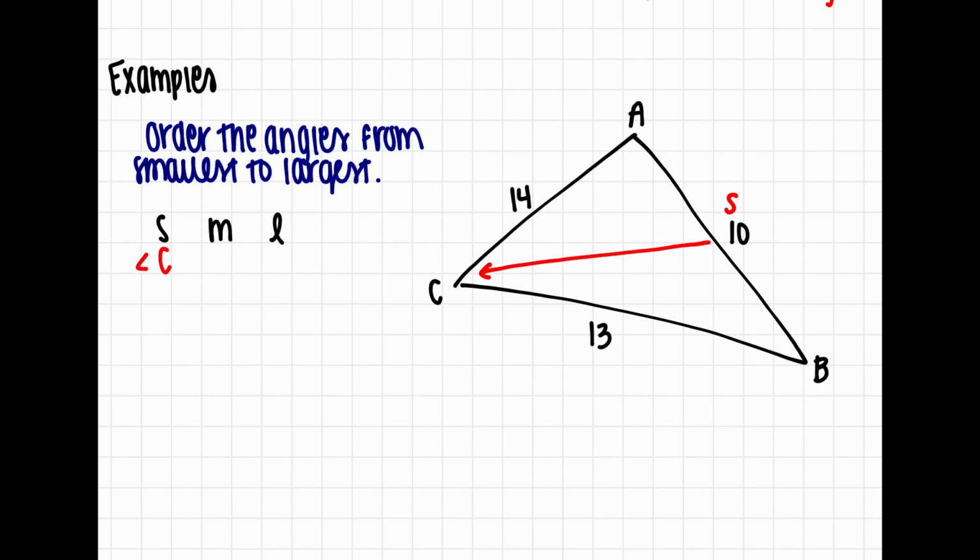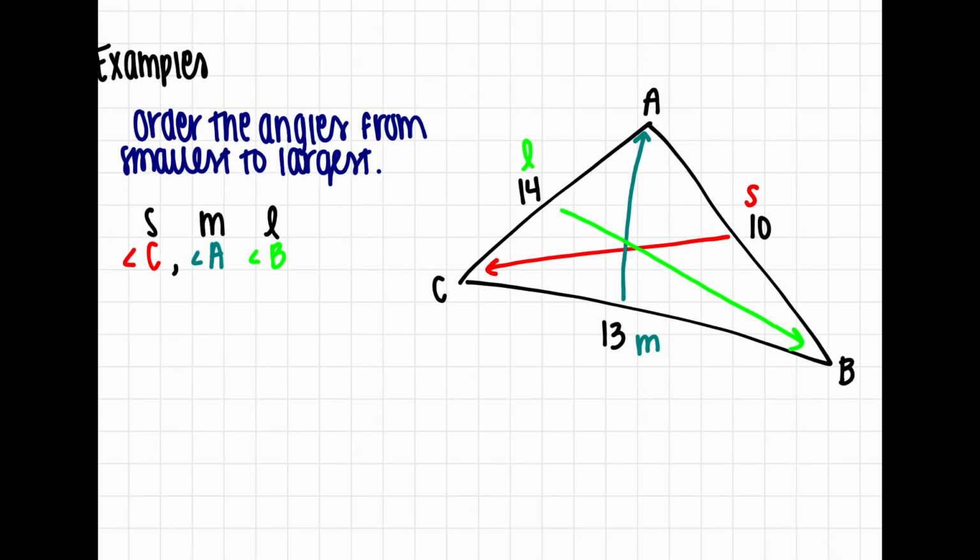Now my middle or medium side is 13, so I'm going to label that with an M. I'm going to draw my arrow across to the angle, and that tells me my middle or medium size angle is angle A. And then I'm finally going to do that with my largest side, which is 14. I'm going to label it with an L, draw the arrow across to its angle, and that tells me my largest angle in this triangle is angle B. So the order of the angles from smallest to largest of this triangle, we go from angle C as the smallest, angle A, and then it ends with angle B as the largest.